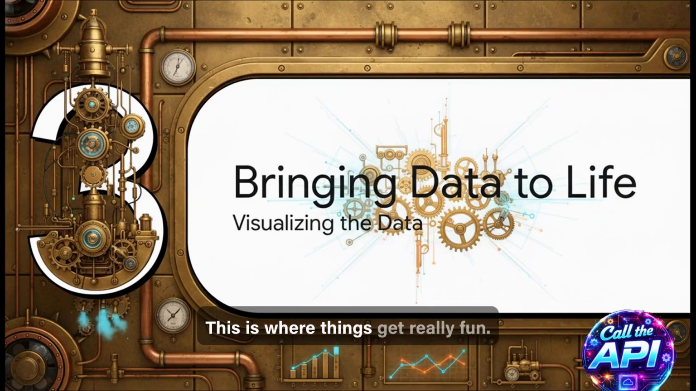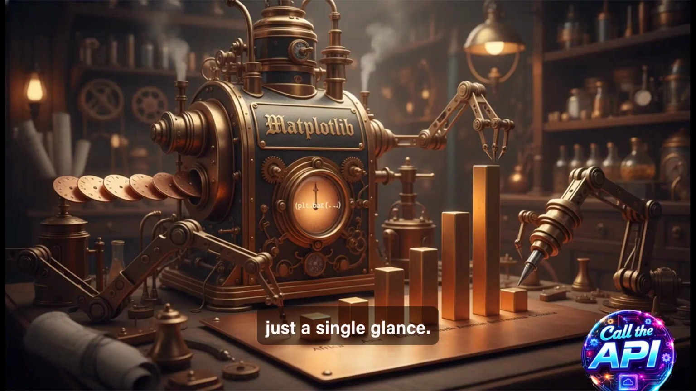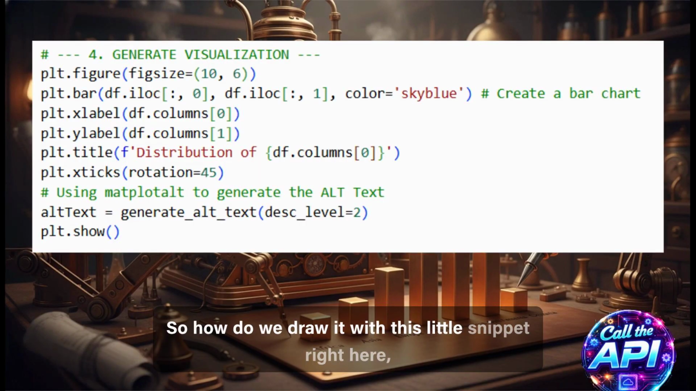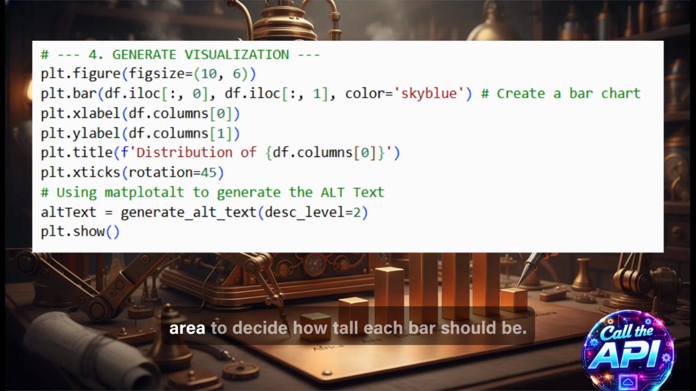All right, this is where things get really fun. We're about to take these clean numbers and turn them into a visual story, something our brains can understand in just a single glance. So how do we draw it? With this little snippet right here, we're telling our drawing library, matplotlib, to create a bar chart. We say, hey, use the first column, the continents, for the labels at the bottom, and use the second column, the land area, to decide how tall each bar should be. We even give it a nice title automatically.